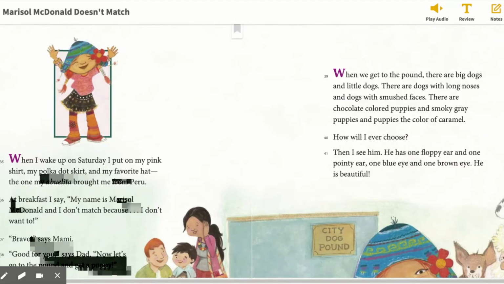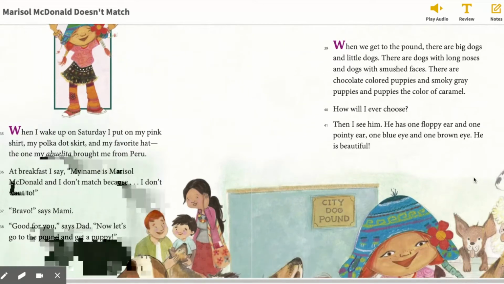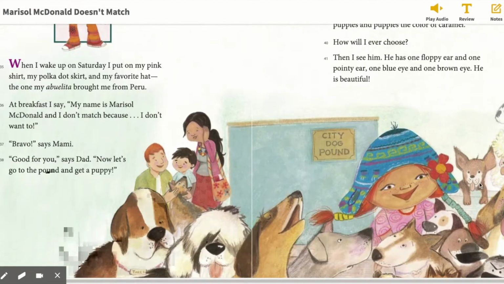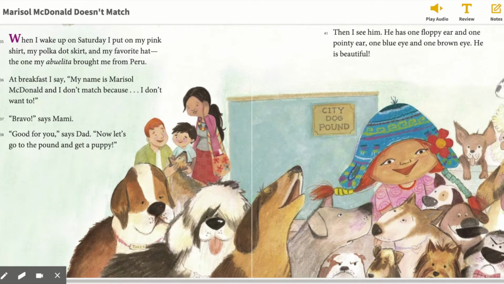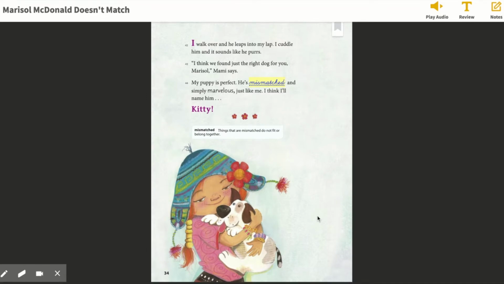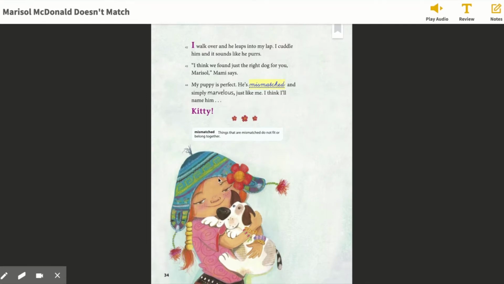I'm going to turn the page. Here she is. Remember, this is where she gets to go get a puppy. You see this right here? She's so happy. And then what happens on the last page? Oh, she gets a special puppy, the one that's just right for her. And what does she name that puppy?